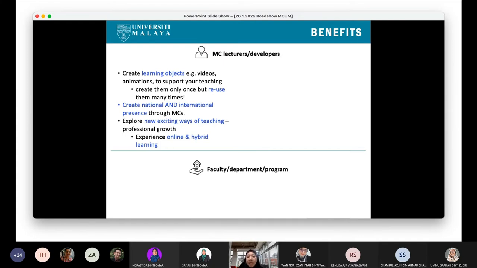Sometimes those in the sciences may have difficulties visualizing their topics, so we are helping you to create a learning object. We create it just once, but you can reuse it many times. For example, we created it for this year, January 2022. When you teach the next semester in October 2022, you still can use it, and perhaps for as long as your course exists in UM. So that's a good benefit for you.